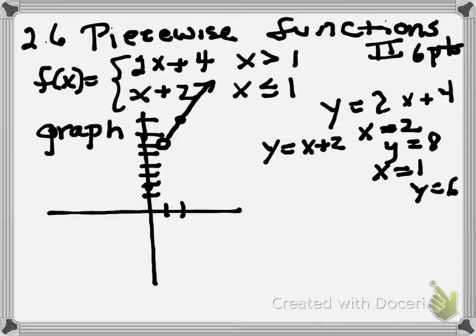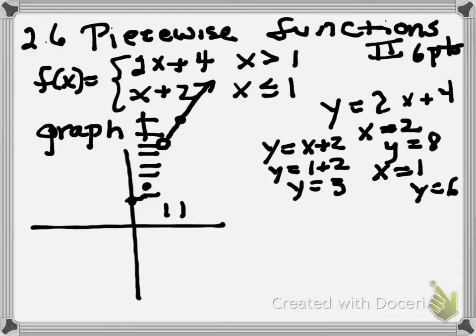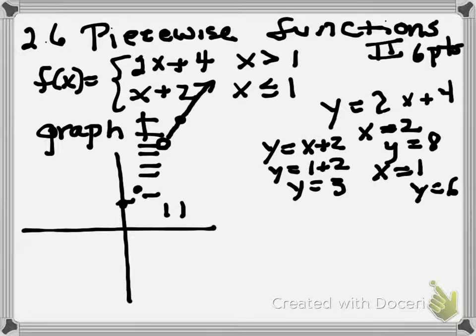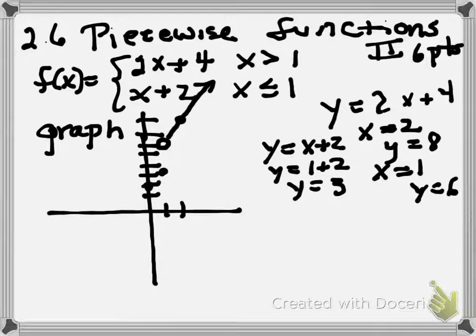Now I'm going to go up to a value where I substitute in 1. So if I substitute in 1, I get y is equal to 3. So if I go over 1 and up 3, it's going to include that point, and then it's going to come down from there this way. So it's a piecewise function.